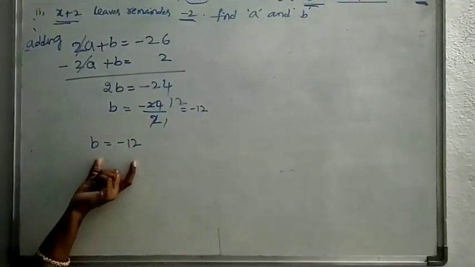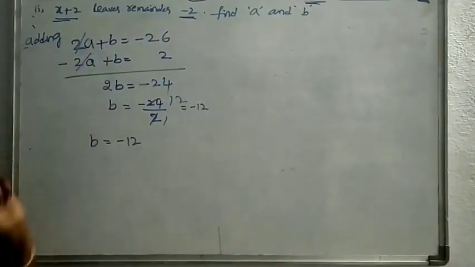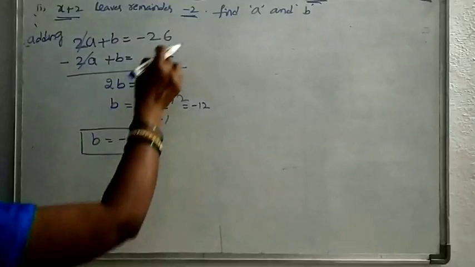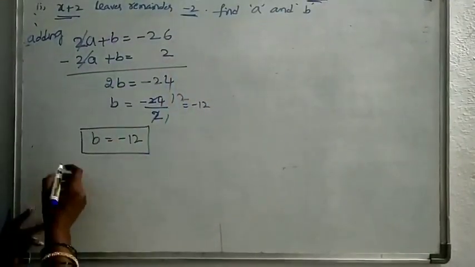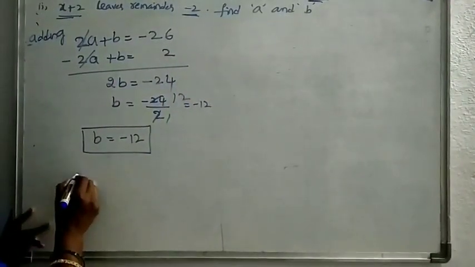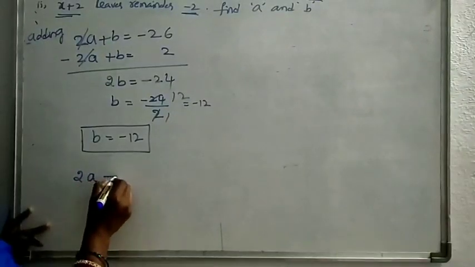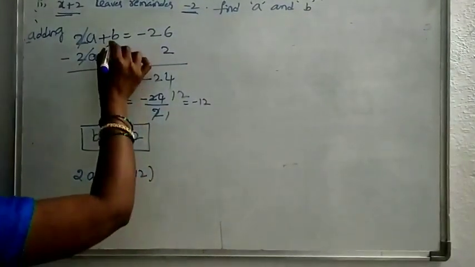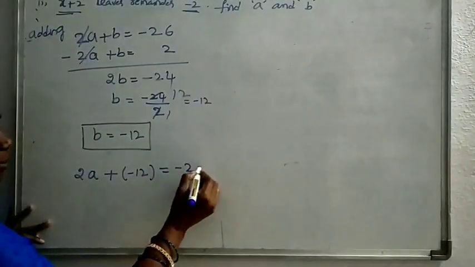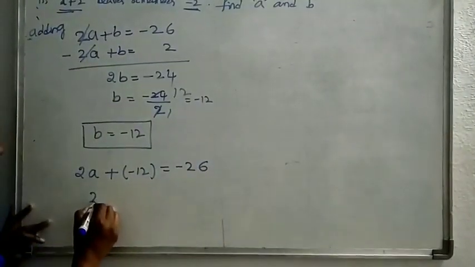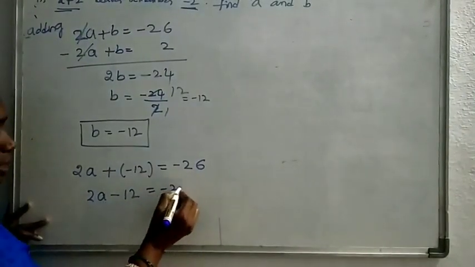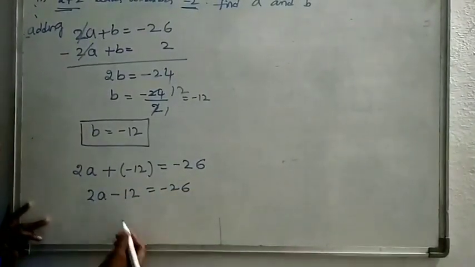Okay children. Now how will you get the value of a? We substitute this b in one of these equations. I am substituting this b in equation 1. 2a plus, in place of b I am writing minus 12, is equal to minus 26. Plus into minus is minus. 2a minus 12 is equal to minus 26.